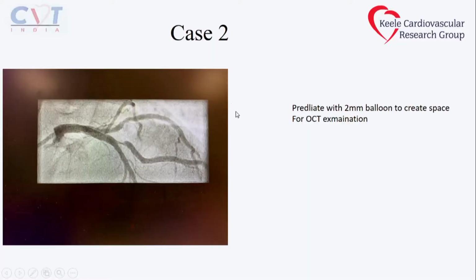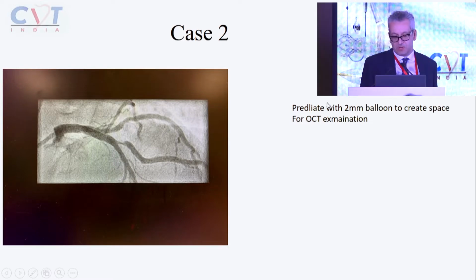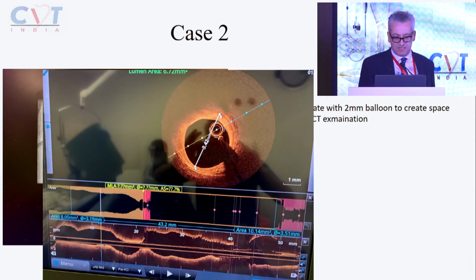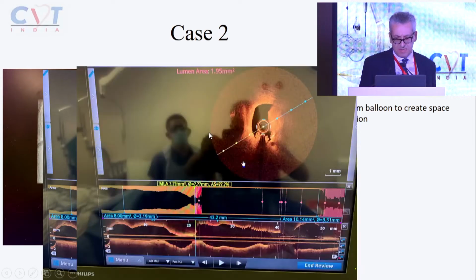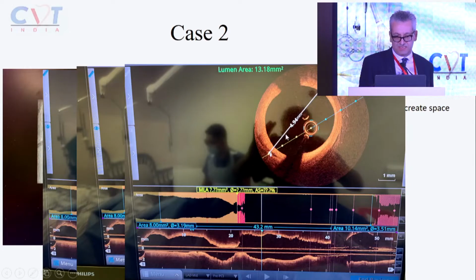I will show you a paper, which is the first in the literature to look at this specifically, that hopefully is going to be published in the next 3 or 4 weeks from my group. In this case, I elected to predilate with a 2 millimeter balloon to create space for OCT examination. And you can see that in the distal vessel, distal side branch, a big vessel, 3.5 millimeters. You can see that at the ostium, just before the main vessel, very tight. And you can see that it's a 5 millimeter vessel.